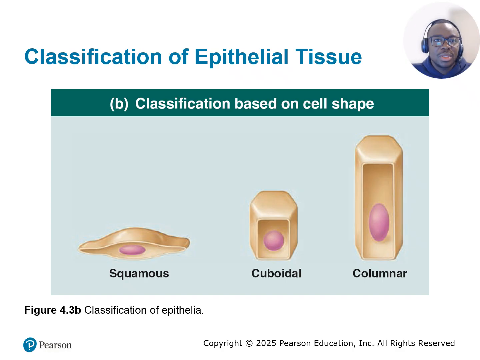In squamous epithelium, cells are flattened and scale-like, and the cell's nuclei are also flattened. In cuboidal epithelium, cells resemble cubes, approximately as tall as they are wide. The nuclei of cuboidal epithelial cells are spherical.